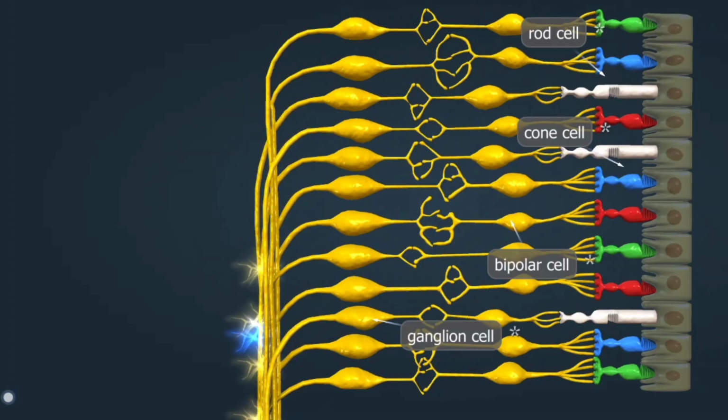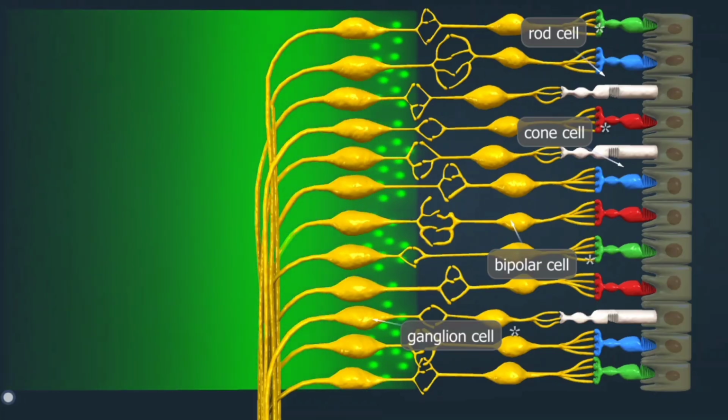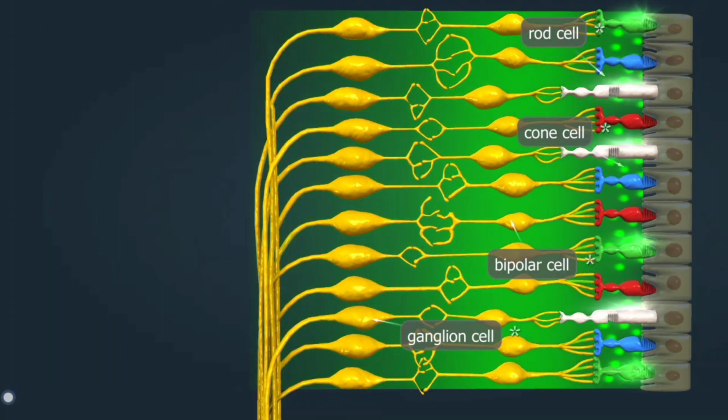We can see dim stars better using our peripheral vision, because this way their images are not formed on the macula, but on areas richer in sensitive rod cells. Color blindness means that a type of cone cell is missing or does not work properly.